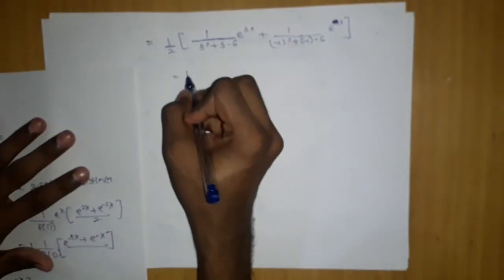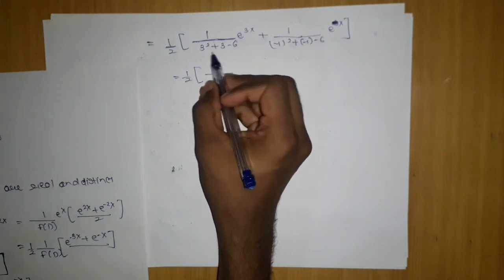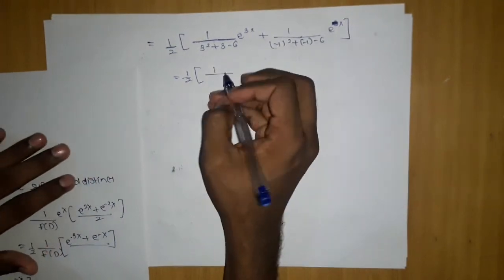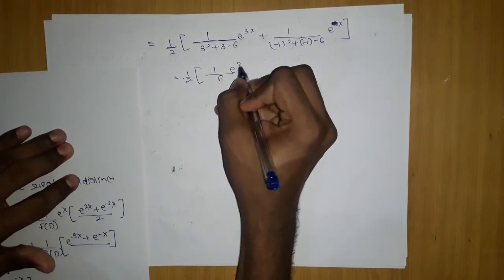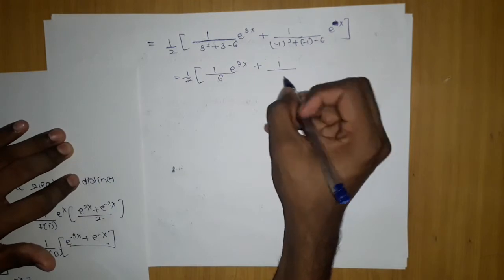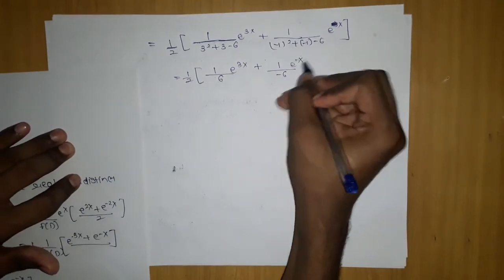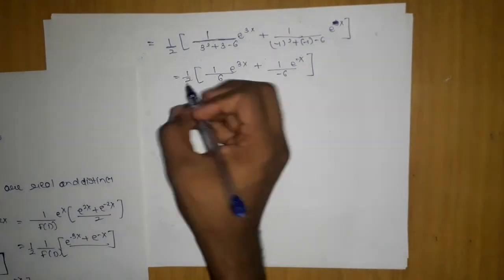The moment we write 1 by 2, you can clearly make out that this is nothing but 9 plus 3 minus 6, which will come out to be 6 only, right? So we will get 6 e to the power 3x, and this 1 minus 1 will get cancelled, and minus 6 into e to the power minus x. So both have become some constant number, so we don't need to go for differentiation.